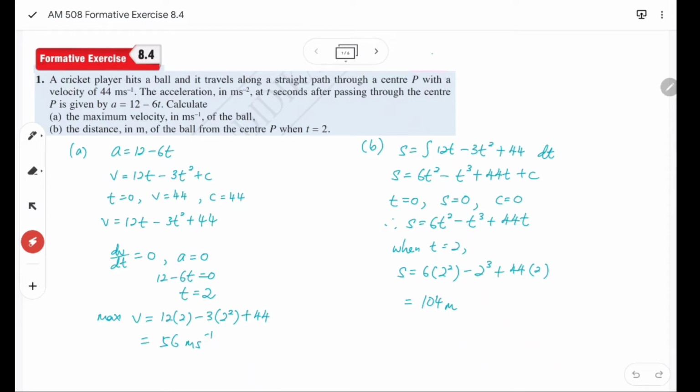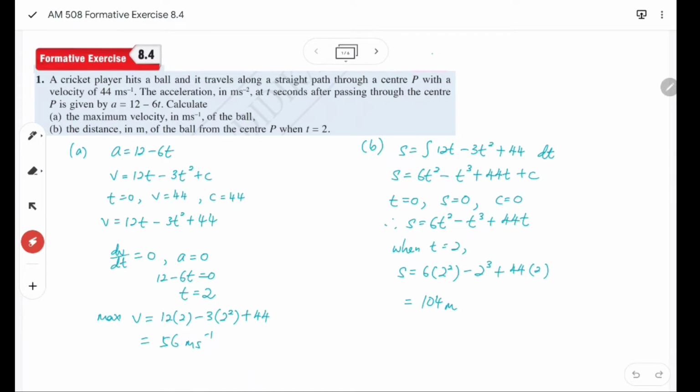The acceleration in meter per second square at t seconds after passing through the center P is given by a equals to 12 minus 6t. Calculate A, the maximum velocity in meter per second of the ball.